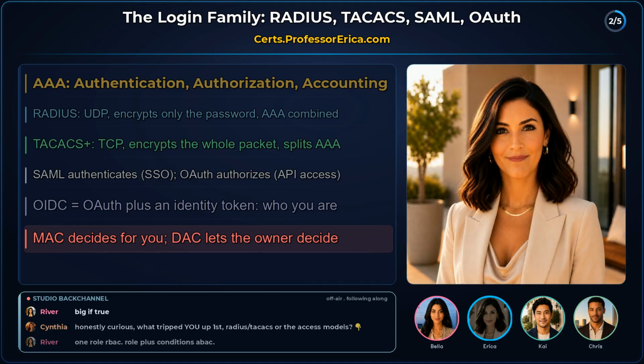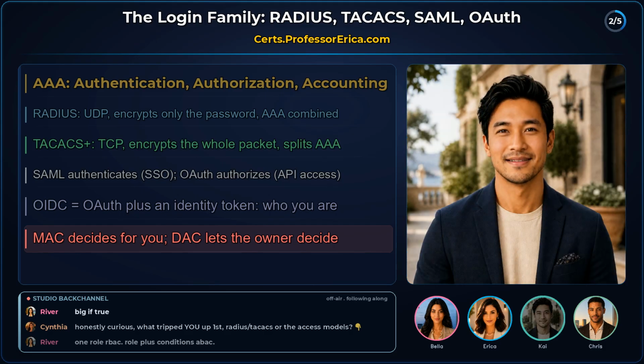Discretionary access control means the owner decides, you own the file, you choose who reads it. Mandatory access control means the system decides through labels and clearances, and you cannot override it. That is the one for classified data. Role-based assigns access to a job role. And attribute-based is the flexible one. It weighs several conditions at once: role plus time plus location plus device.